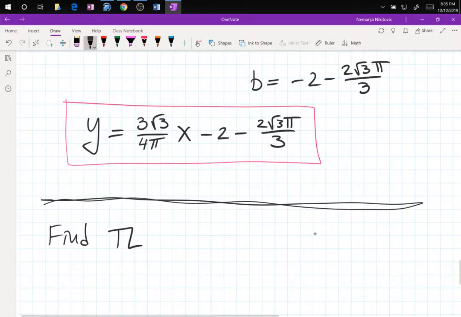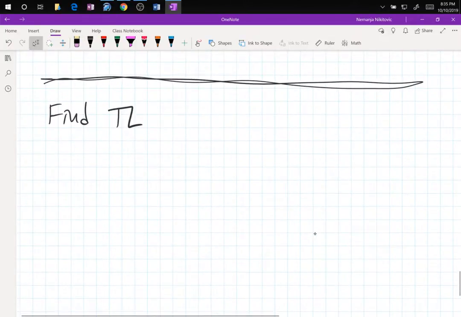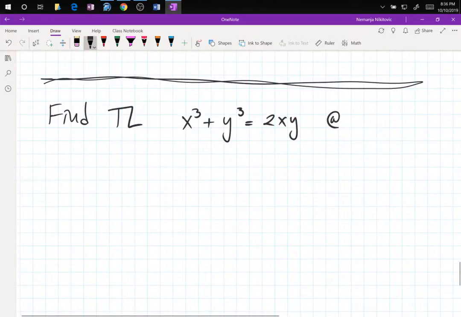Find the tangent line for x cubed plus y cubed equals 2xy at point (1, 1). Hello, implicit differentiation, section 3.8. Look for the tangent line, 3.8.